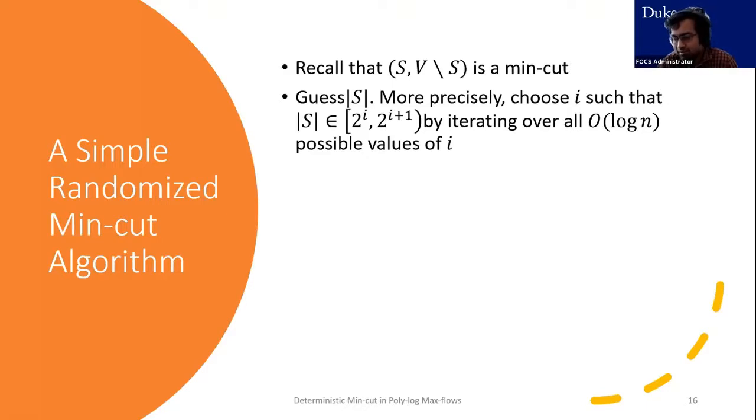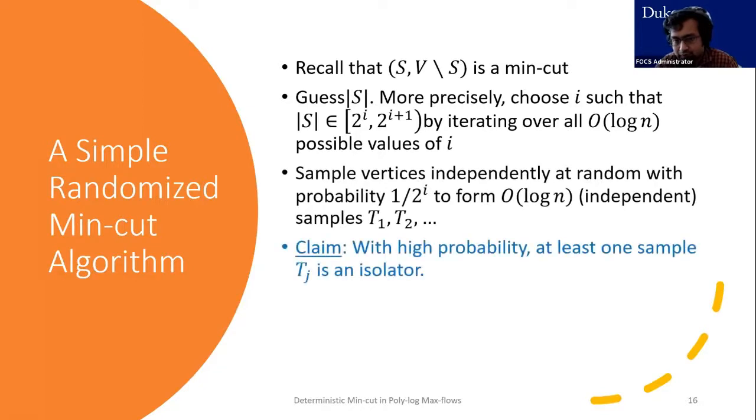So all I do is take these log n different levels of sampling. At each level, I sample a bunch of times, let's say log n times. That gives me maybe log squared n number of sets. I know one of them is an isolator with high probability. So all I do is run my isolator lemma on all of these sets, and whichever is the smallest cut the isolator lemma returns, that's the one I return. So that's a very simple randomized min cut algorithm once you believe the isolator lemma.